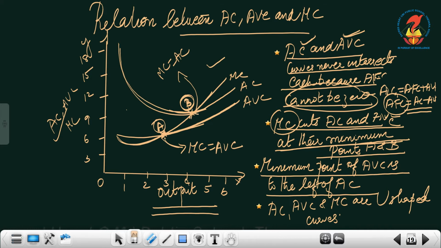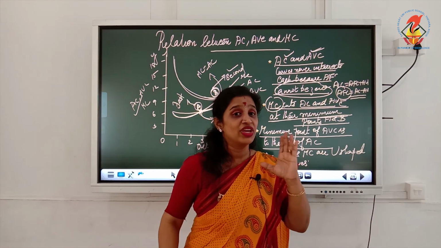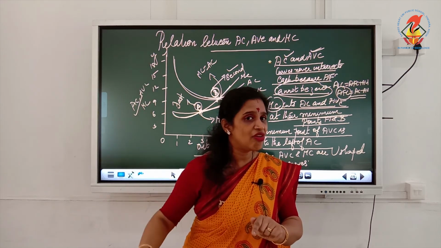So who is reaching minimum point first? AVC is reaching the minimum point first, isn't it? Okay, and AC is reaching the minimum point only second. We learned the reason for that. What is the reason for that? When AVC is reaching its minimum point, AC is still falling.